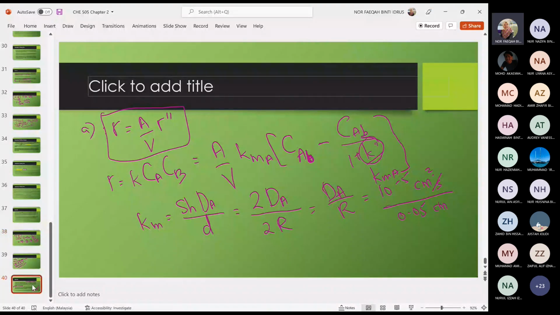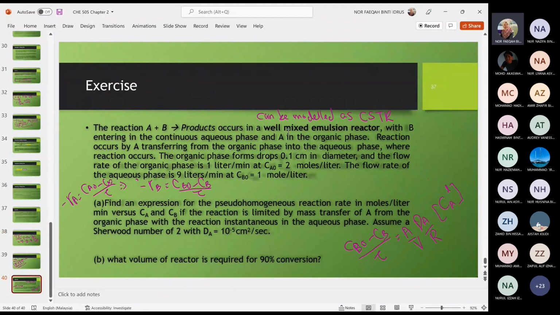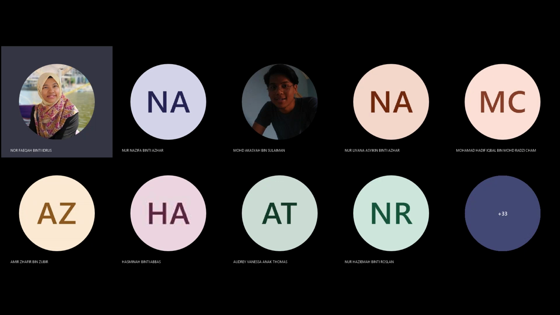Okay, soalan yang ni beza dia type of system je. Well mixed and unwell mixed. That's the difference. The rest sama. Okay, and then ada lagi satu, last one.